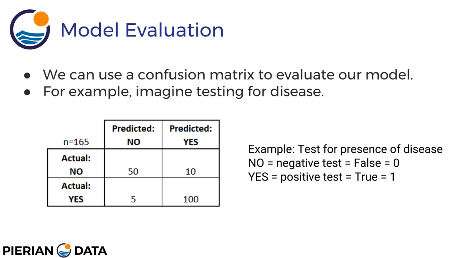And all the way on the left-hand side, we can see the actual truth, whether or not this person has the disease, yes or no. And on the columns, we can see what we predicted, no or yes. So, for example, the test for the presence of the disease, no is equal to a negative test, which is equal to false, or 0. And yes is equal to a positive test, or true, is equal to 1.